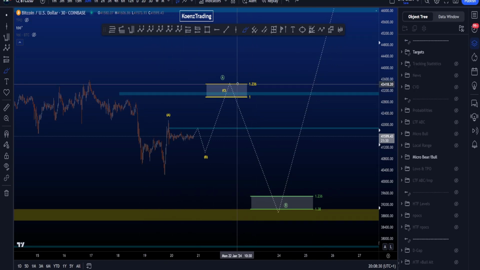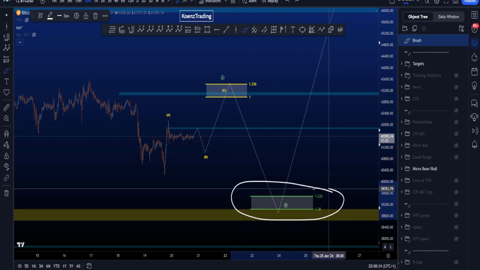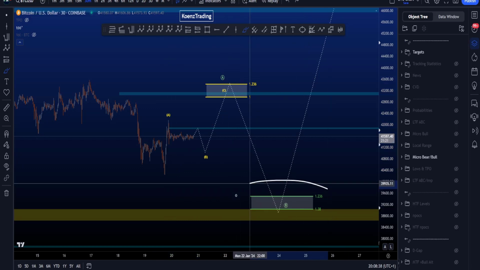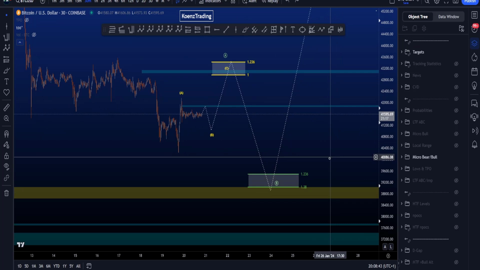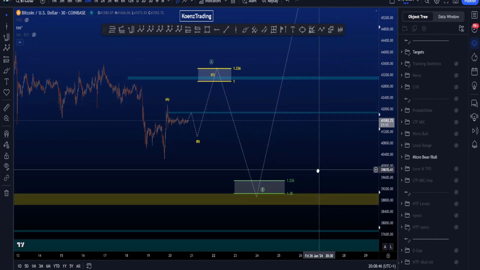In a wave B, most commonly we are looking for a zigzag structure. Most common target for wave B, which is taken from the low to the high over here, is between the 1.236 and the 1.38, which is in very nice confluence with the golden support box here between 38.6k and 39k.